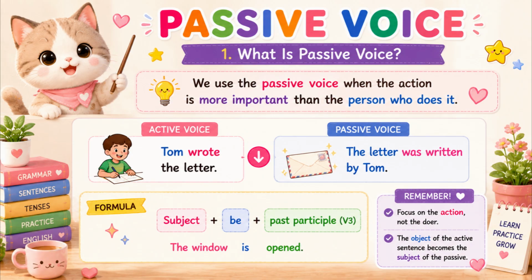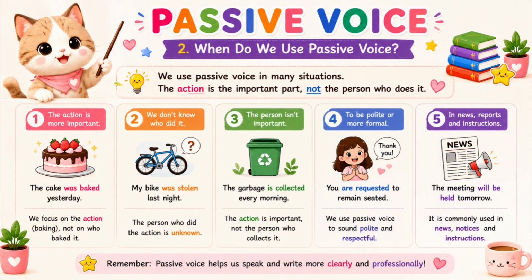Remember, in the passive voice, we focus on the action, not the doer. Also, the object of the active sentence becomes the subject of the passive sentence. Let's continue and learn how to use the passive voice correctly. We use the passive voice in many situations. The action is the important part, not the person who does it.